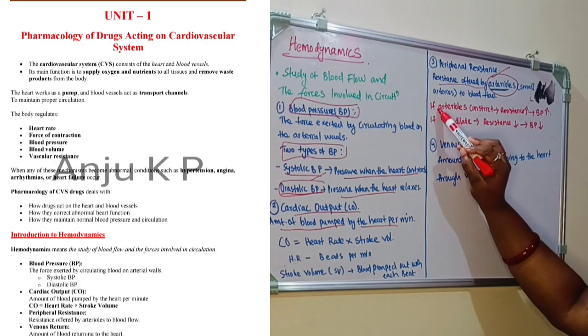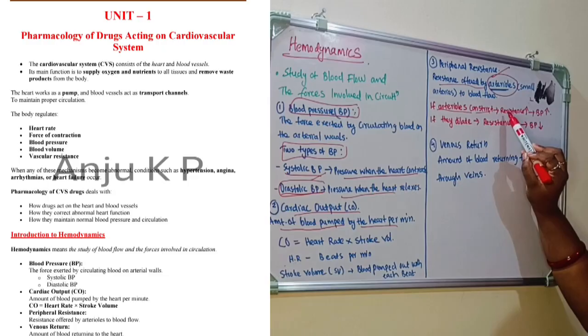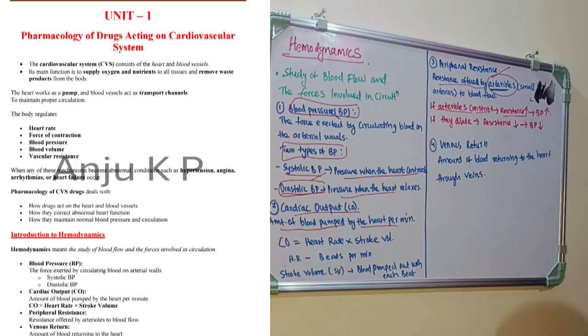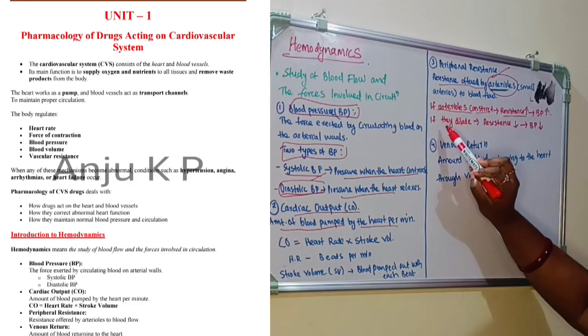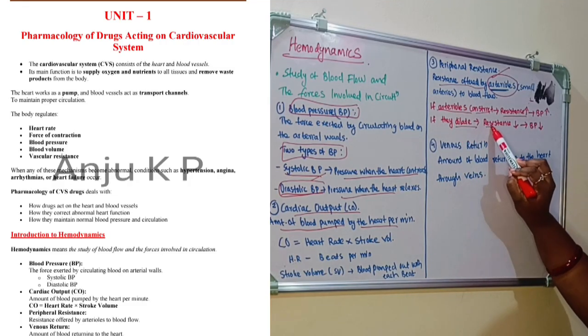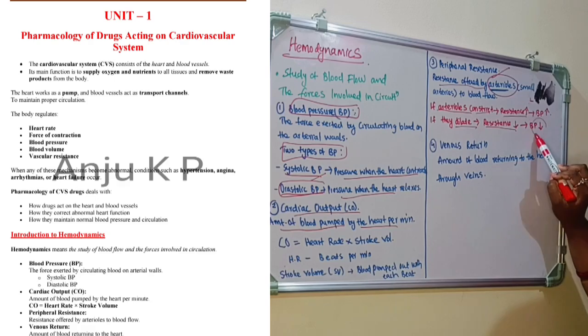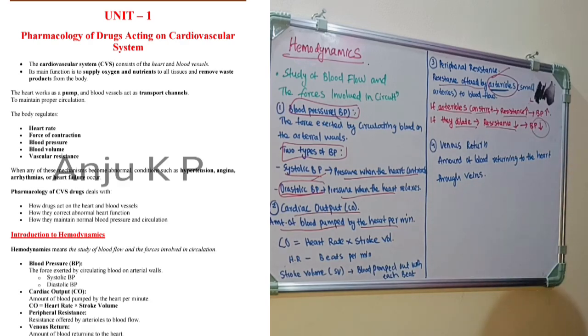So if arterioles constrict, we can tell resistance will increase, thereby blood pressure also will increase. If the arterioles dilate, resistance will decrease, thereby BP also will decrease.